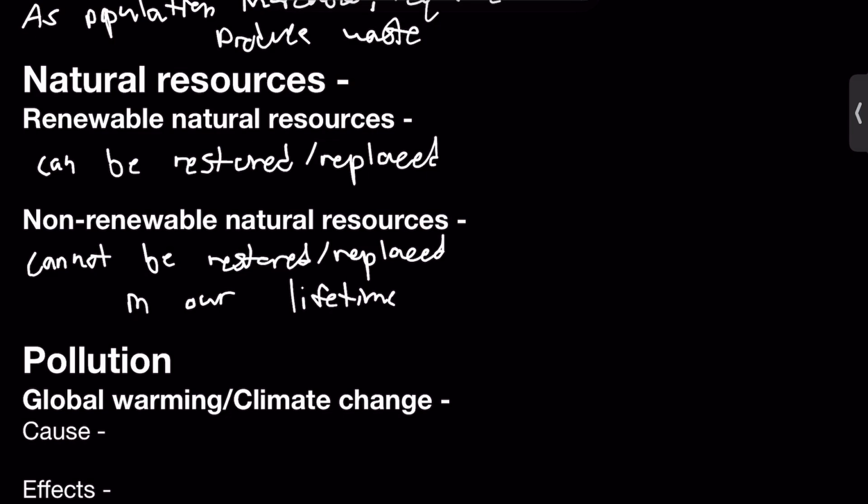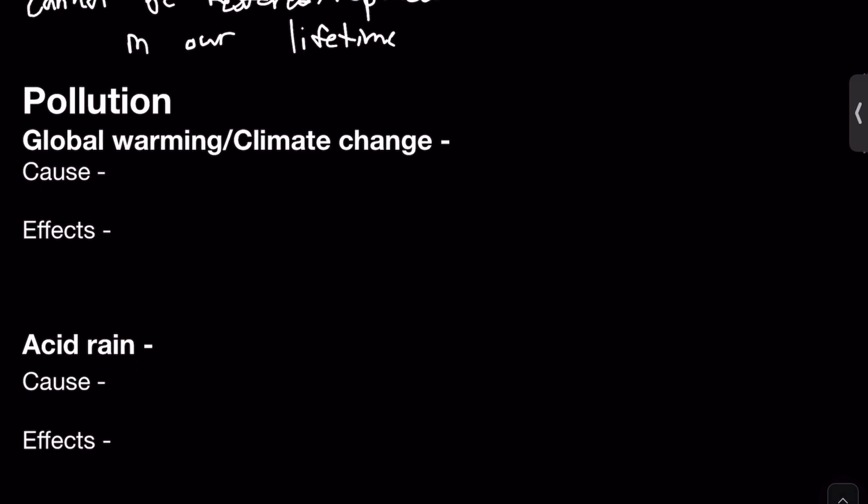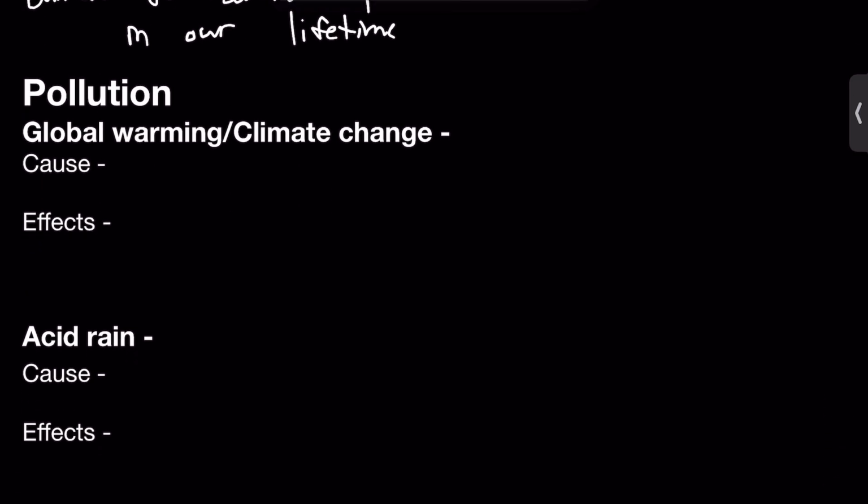So now we're going to look at pollution and different types of pollution as well as their causes and effects. The first one you want to know is global warming or climate change. This is caused from carbon dioxide that is released into the air from burning fossil fuels. So we burn fossil fuels for a bunch of things like powering our cars, creating electricity, running factories, and this releases carbon dioxide into the air, which fuels global warming and climate change.